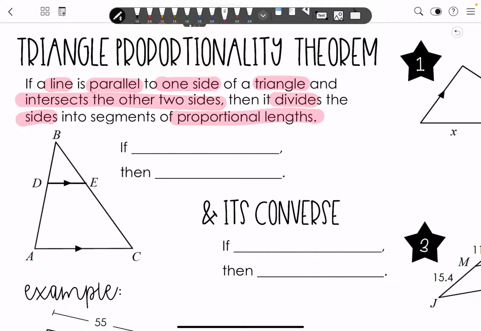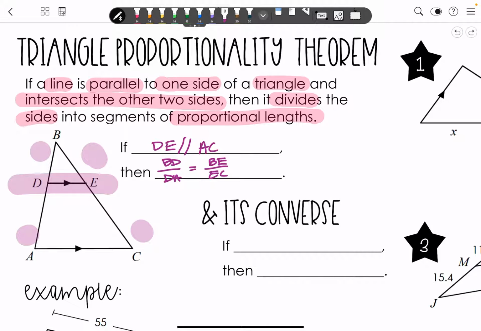So pretty much, if DE is parallel to AC, then we can state that BD and DA are going to be proportional, and so are BE and EC. And I like to use this kind of like our angle bisector theorem, sorry. I like to use that middle parallel line as kind of my, hey, this is my fraction line. It's splitting it up. So I've got BD over DA and BE over EC.